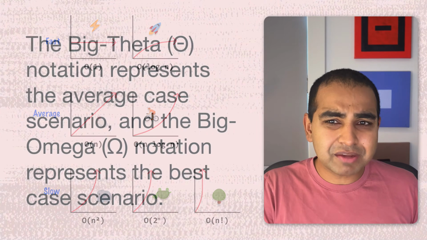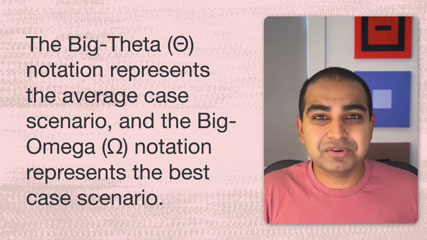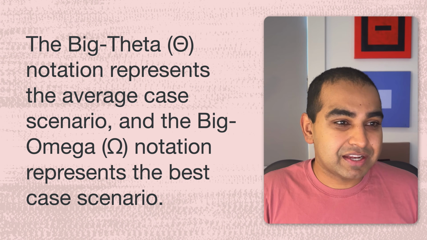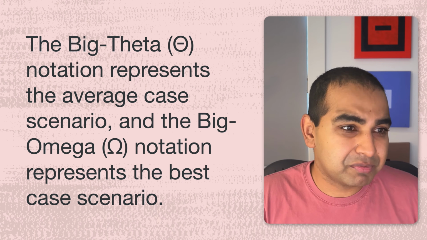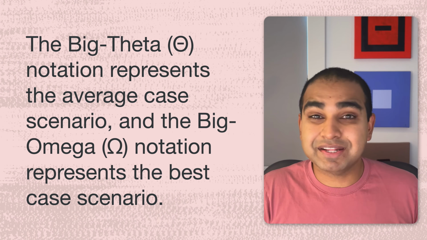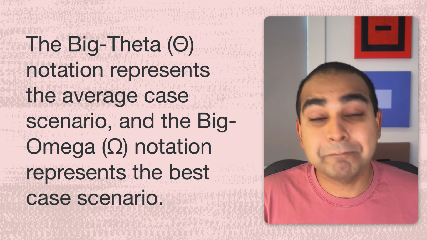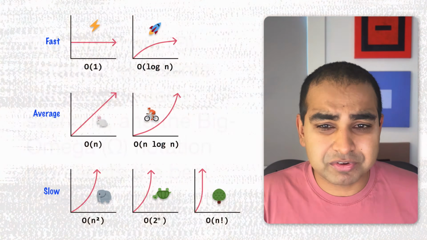Now, before I wrap things up though, in many formal textbooks, you may even see other notations. You may see big theta, you may see big omega, and all of these other Greek symbols. Some of them are even lowercase symbols. The two more common non-big O notations are big theta, which means average case scenario, and big omega, which represents the best case scenario. So it's good to keep that in your back pocket if it comes in handy.